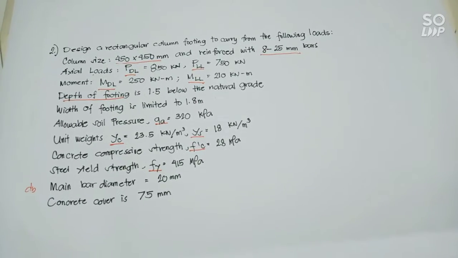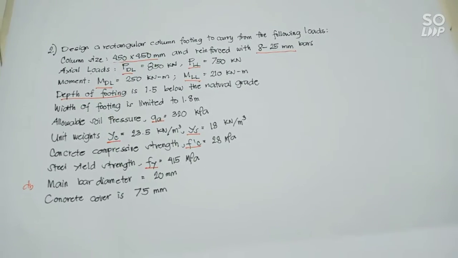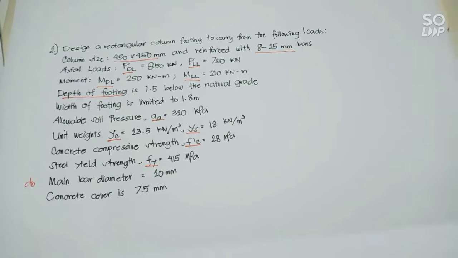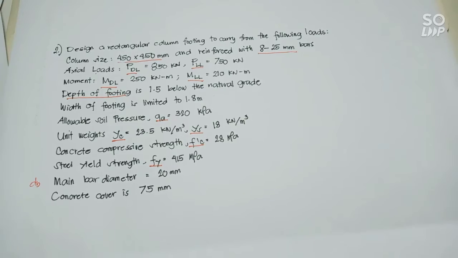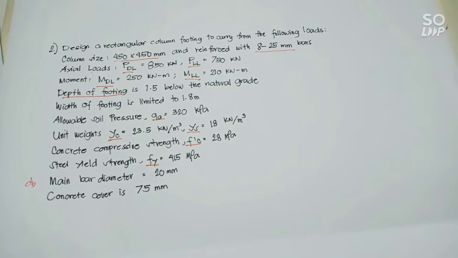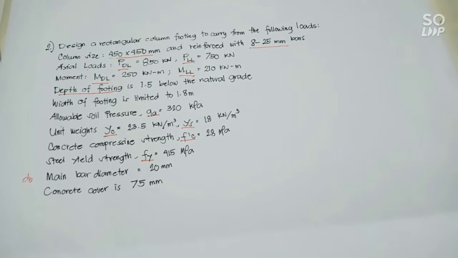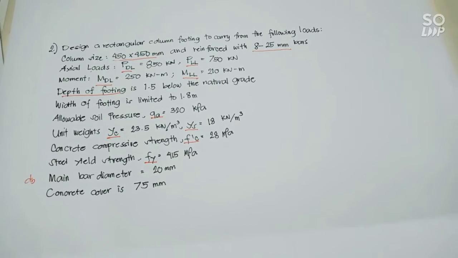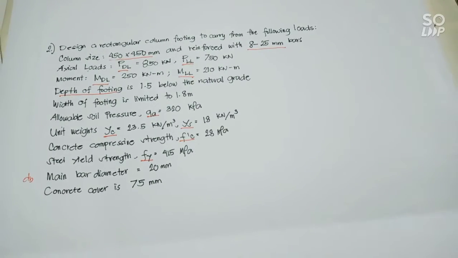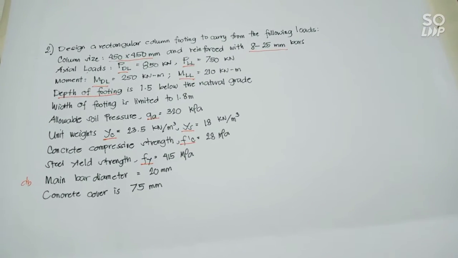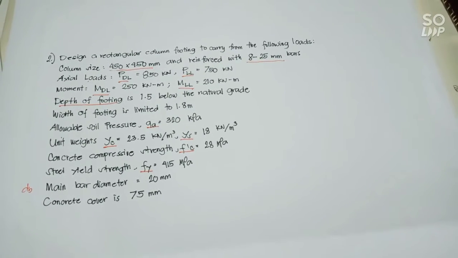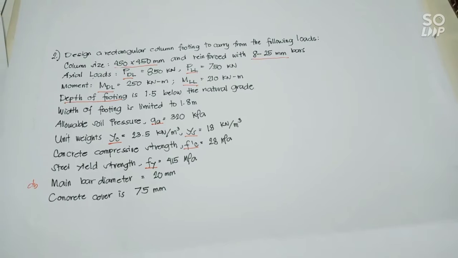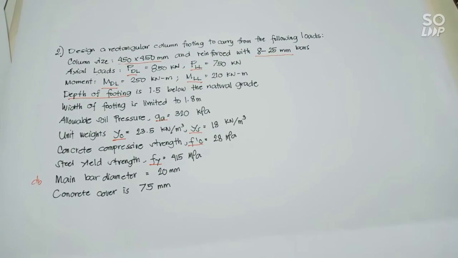The depth of the footing is 1.5 below the natural grade, with the width of footing limited to 1.8 meter. The allowable soil pressure is 320 kilopascal. The unit weight of the concrete is 23.5 kilonewton over cubic meter. The unit weight of the soil is 18 kilonewton over cubic meter.